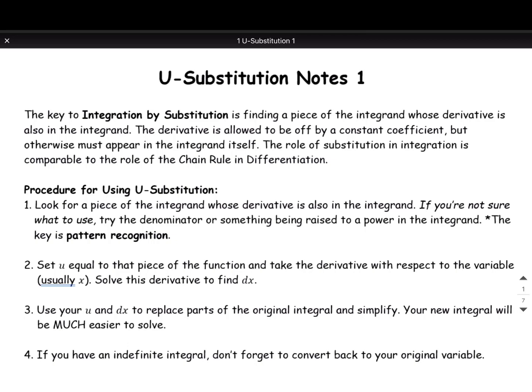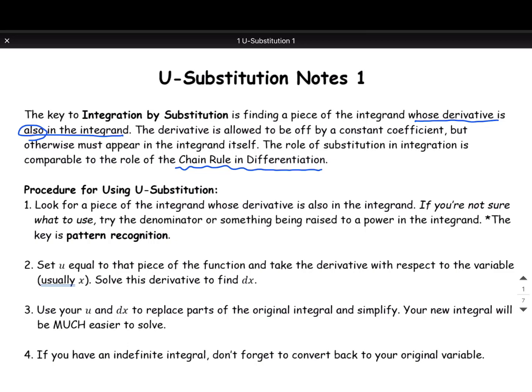The key here is to find a piece of the integrand whose derivative is also in the integrand. So if you can see part of the integrand whose derivative is also there, that original part is going to be your u, okay? The role of u substitution really is to reverse the chain rule. It helps us undo the chain rule. We know integration is the inverse of differentiation. So this u substitution helps us undo the chain rule, which makes the problem look more complicated.